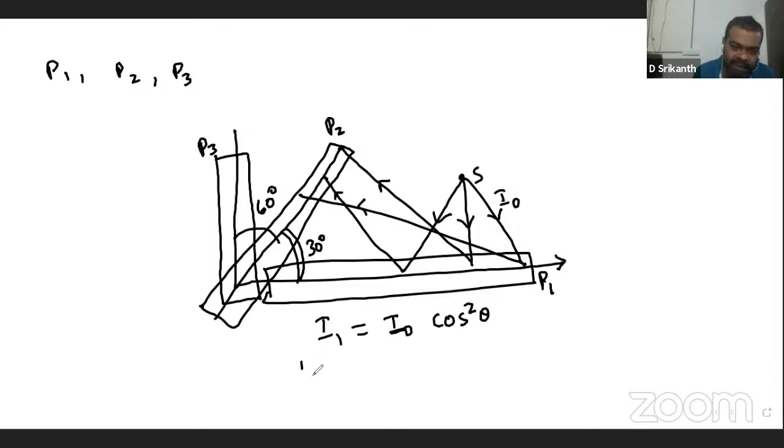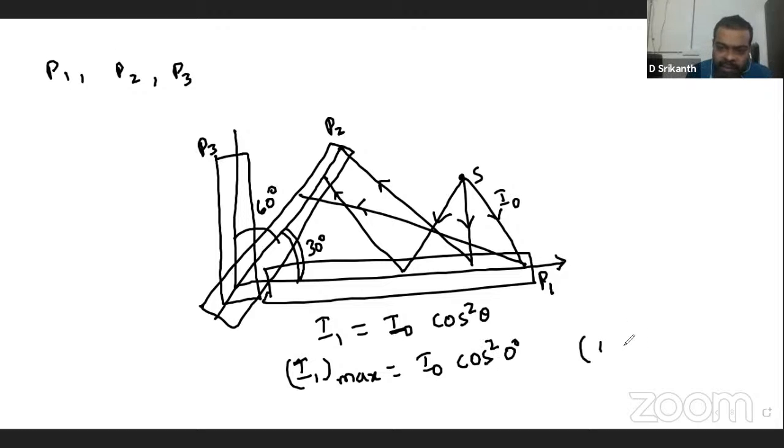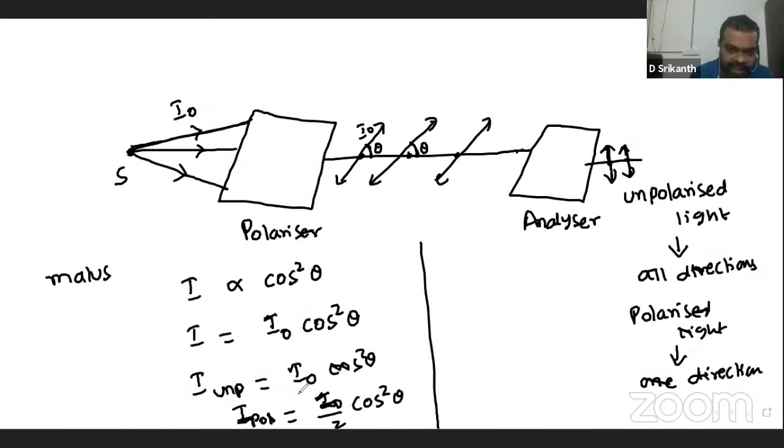In order to have the maximum value of intensity from the first one, we are considering that theta is 0. When theta is 0, intensity will be maximum. So I1 is equal to I naught by 2. For unpolarized light it is I naught by 2. For polarized light, I is equal to I naught cos square theta.